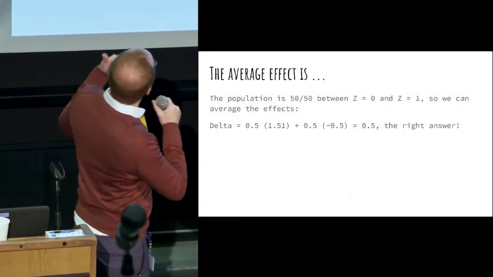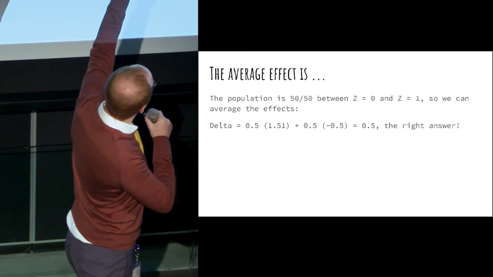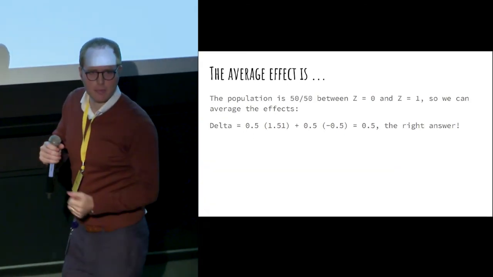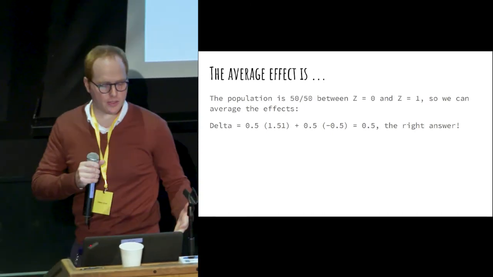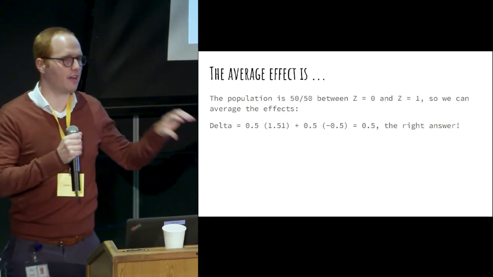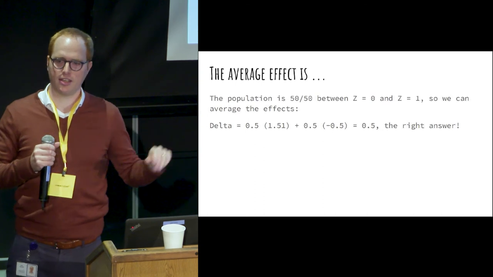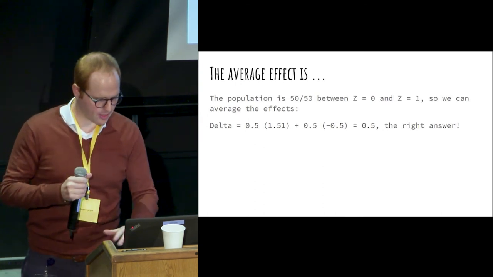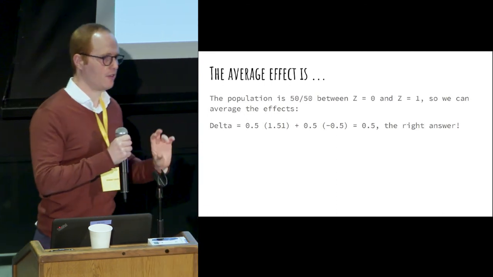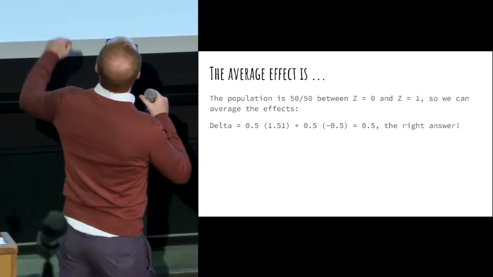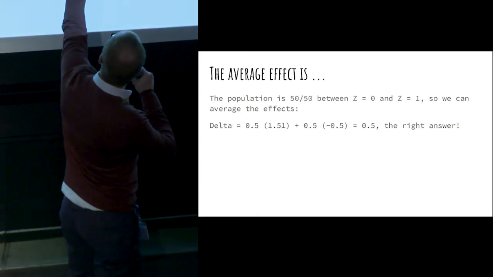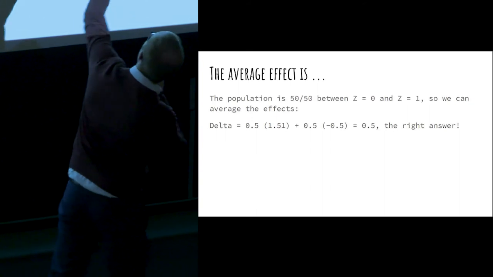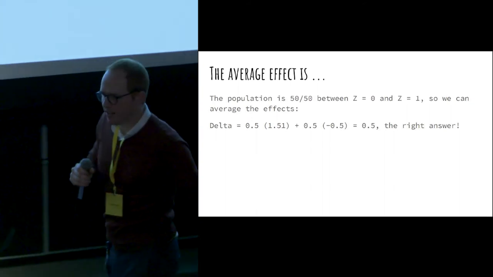Then if we go to the Z equals 0 group, we find an effect of minus 0.5. This is the wrong sign from what we had before, but maybe we can use these two together, now that we've measured the causal effect in every subpopulation, to get the causal effect averaged over the whole population. As you might guess, the solution is to take a weighted average between the effects. If we take the 1.5 we found earlier and the minus 0.5 and average them together, we end up with 0.5, which is the correct answer.